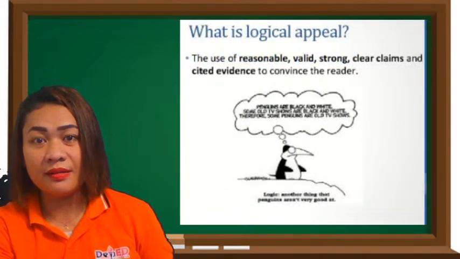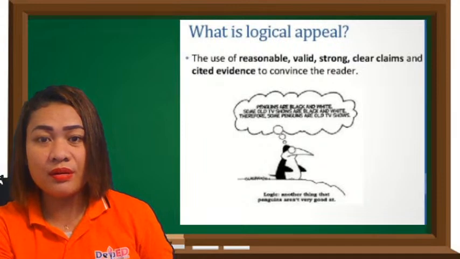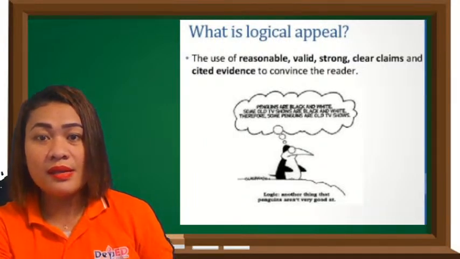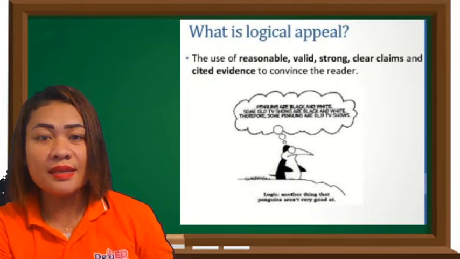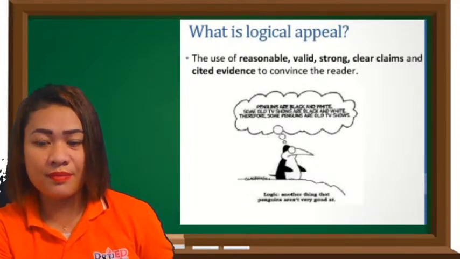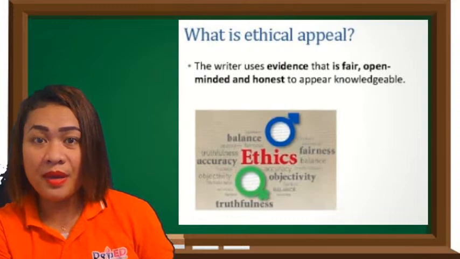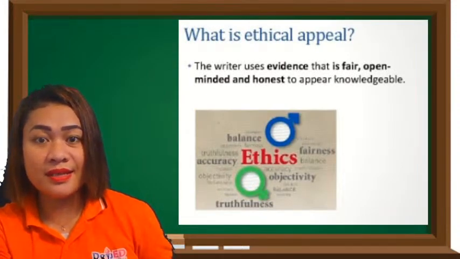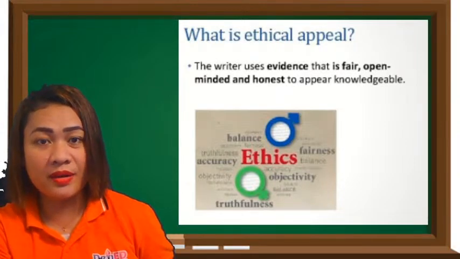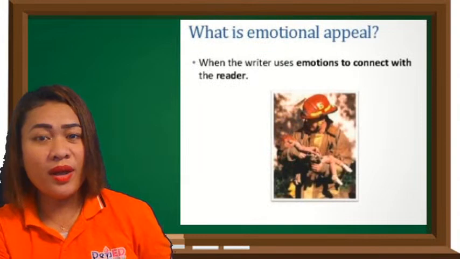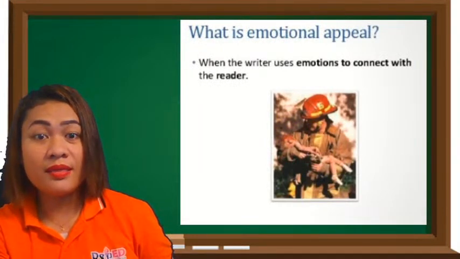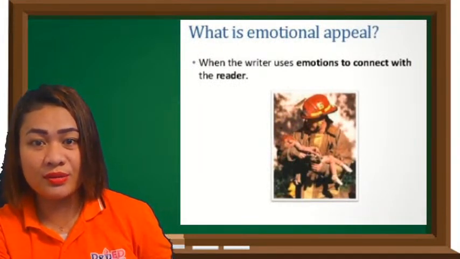What is logical appeal? It is the use of reasonable, valid, strong, clear claims and cited evidence to convince the reader. What is ethical appeal? The writer uses evidence that is fair, open-minded, and honest to appear knowledgeable. And what is emotional appeal? When the writer uses emotions to connect with the reader. So these are the 3 writing techniques in writing argumentative essay.